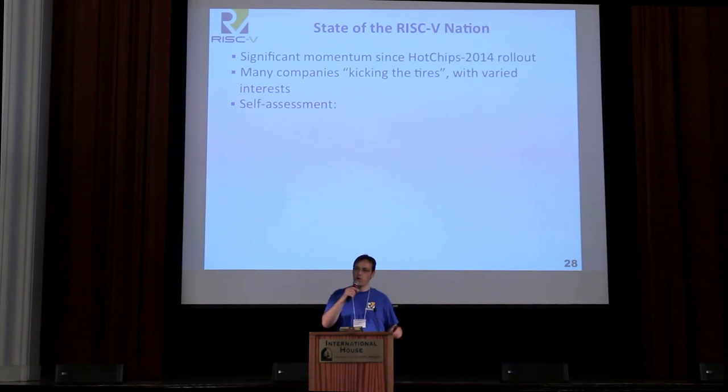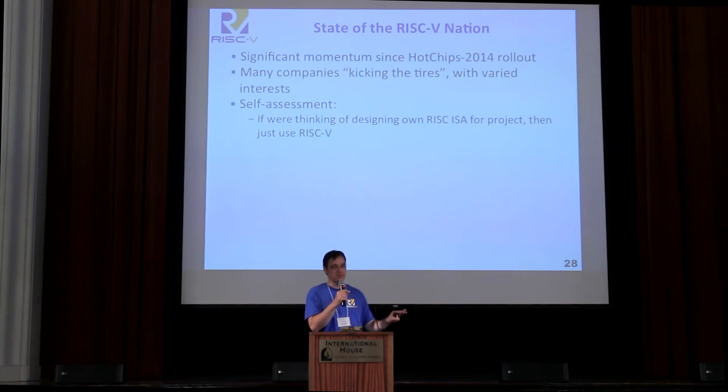Here is my own self-assessment of where you are right now. An engineer at this company comes up and asks me, what should I do with RISC-V? So if you were thinking of designing your own RISC ISA for some project, just don't do that. You should just use RISC-V. It'll save you many, many staff years of work right now. Just take RISC-V right now. If you were going to roll your own RISC core, just don't do that. That's where we are. You should just use RISC-V. I can quite confidently say that's where you should be.